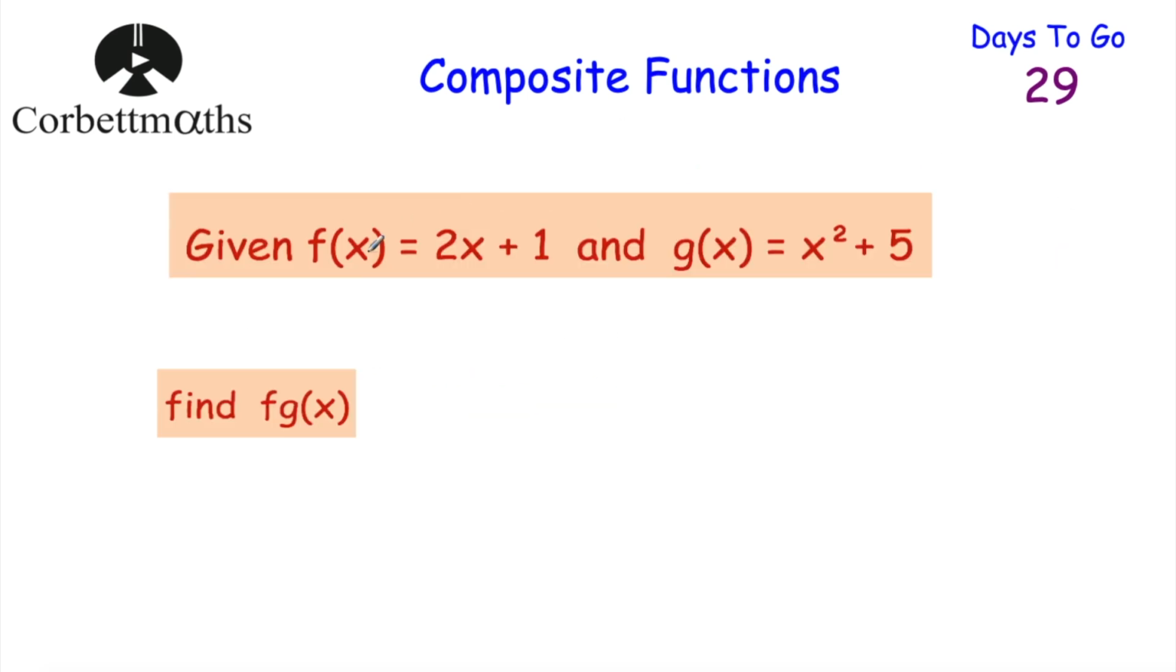Okay, so let's have a look at part of the Corbettmaths revision card. We're told that f of x is equal to 2x plus 1, and g of x is equal to x squared plus 5, and we've been asked to find fg of x.